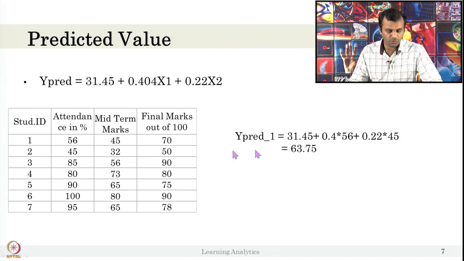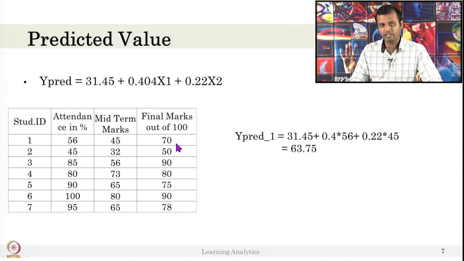For predicting student 1's data, I would add 31.45 plus 0.4 into x1, which is 56, and 0.2 into x2, which is 45. If you compute this, the mark will be 63.75. The actual mark is 70, the predicted mark is 63.75. So the error is 63.75 minus 70, squared.